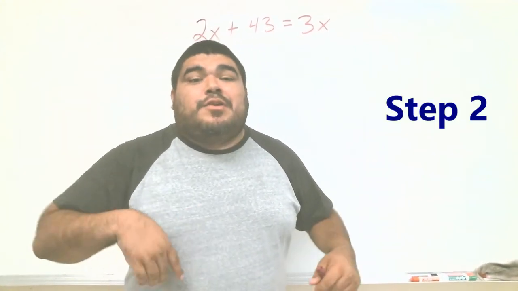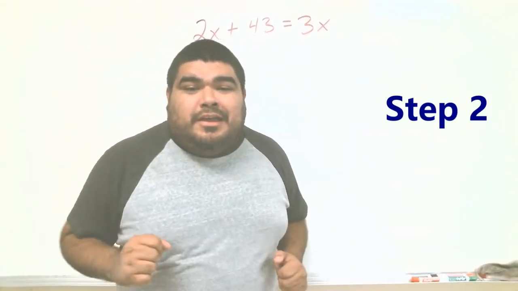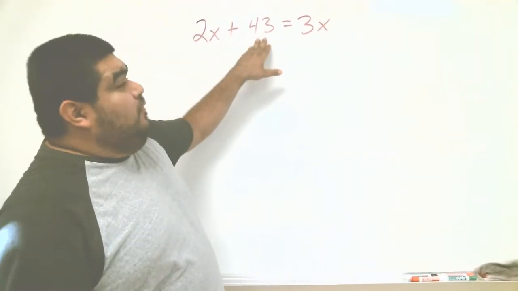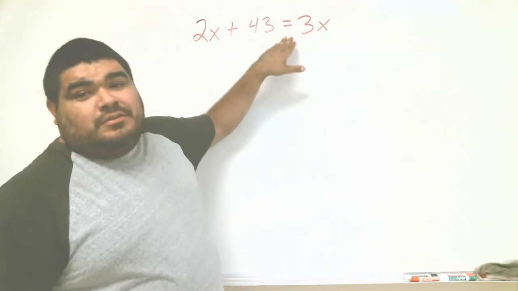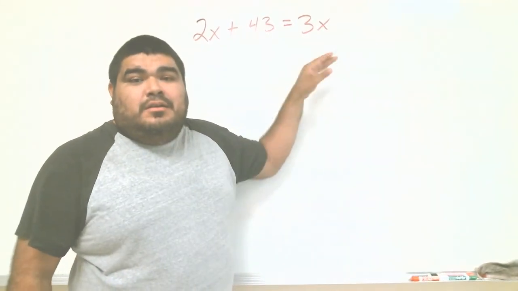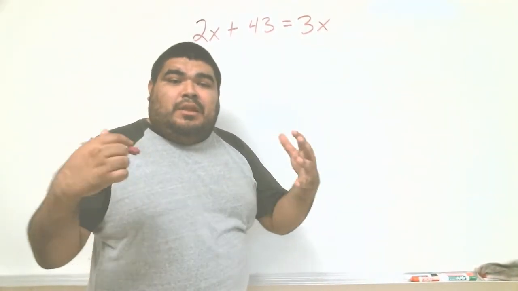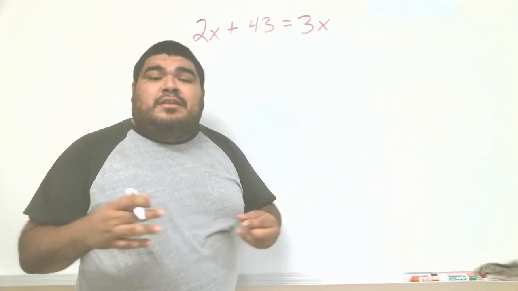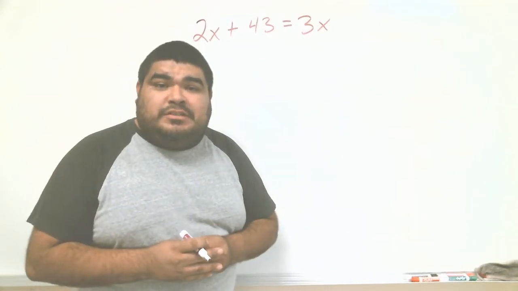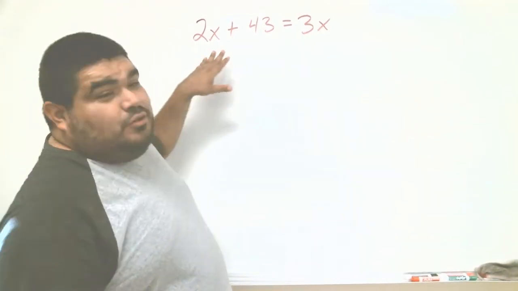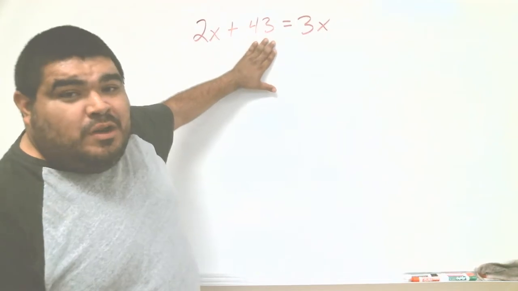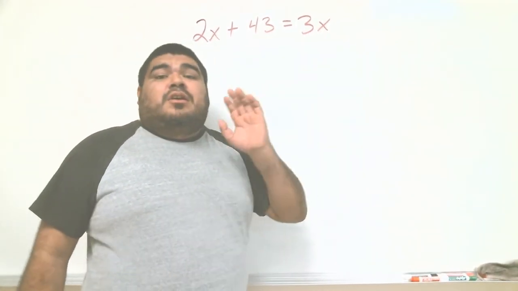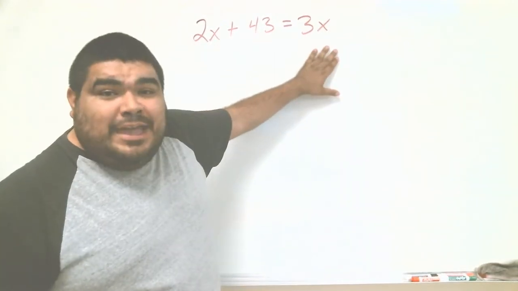All right, guys, now we are on step 2. So, remember, we have 2x plus 43 equals 3x. So, now that we have this, our next step is to combine the ones with variables. The reason why is because we're solving for that variable. Notice that we only have one number by itself that has no variable. We cannot do anything to it for now. But we have a 2x and a 3x that we can combine.